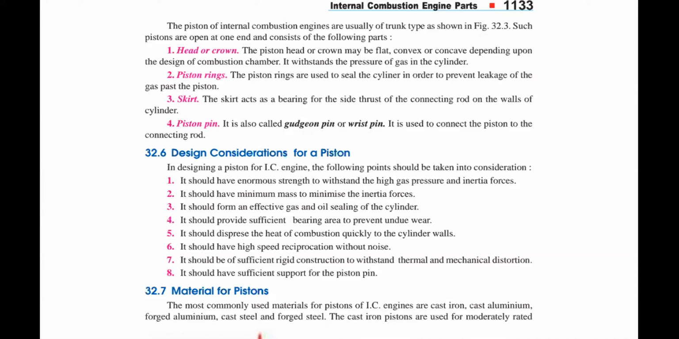Okay, fine. Second one is the piston rings. So piston rings are used to seal the cylinder in order to prevent leakage. Here the piston rings are used to seal the cylinder in order to prevent the leakage of the gas past the piston. So here we are using them for the prevention of leakage.